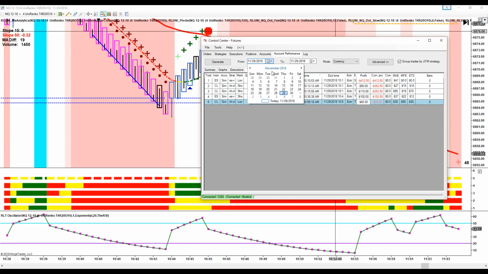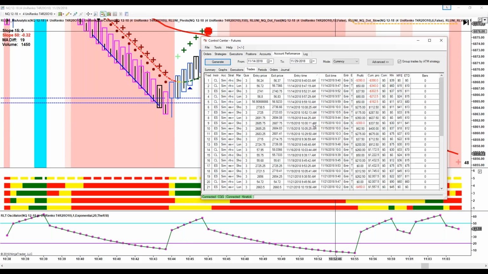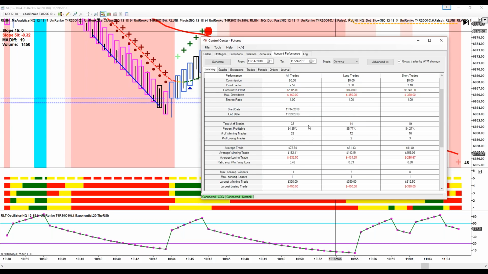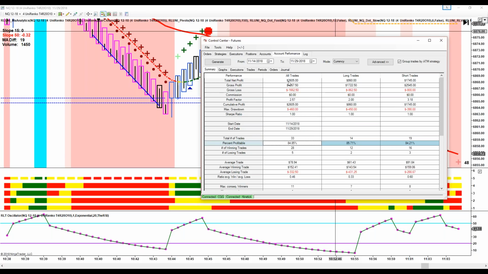And ever since we started using the hybrid Renkos, we're at 2605, and I have 28 winners from 5 losers on 33 trades, 84.85%. It's $2,605. Hopefully tomorrow we'll hit the $3,000 mark, and we will have done that in 2 weeks.